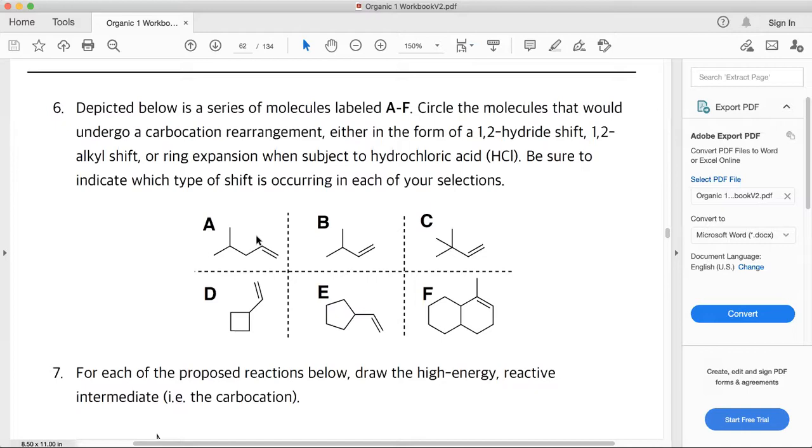Put it in the chat box. Primary or secondary for A? Secondary. That's kind of obvious, right? So where my mouse is, that's where I would indicate the carbocation being.